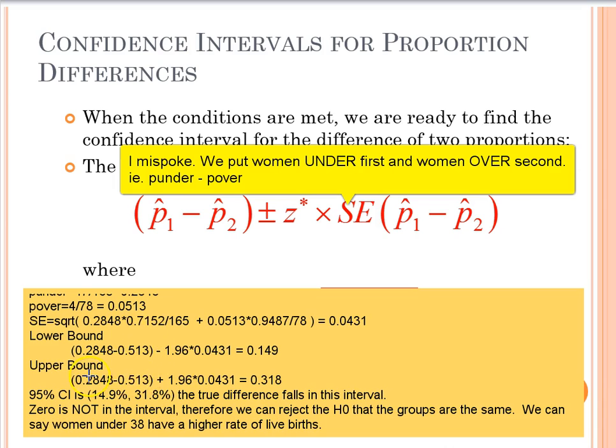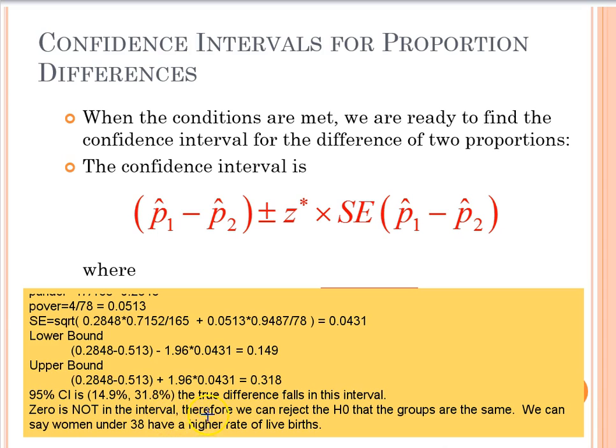So in this instance, women over the age of 38 is less than women under the age of 38. Or conversely, women under the age of 38 is greater than women over the age of 38. So because 0 is not in the interval, we can reject the null hypothesis that the groups are the same. We can say women under 38 have higher rates of live births than women over the age of 38.